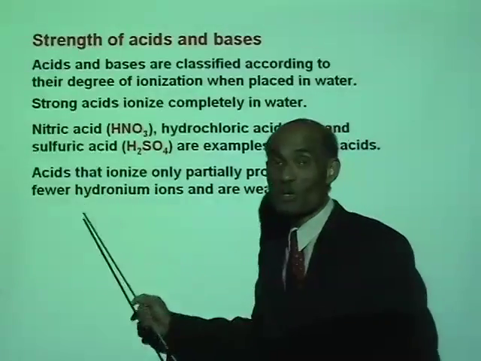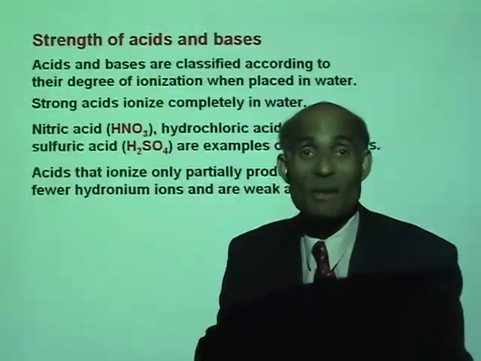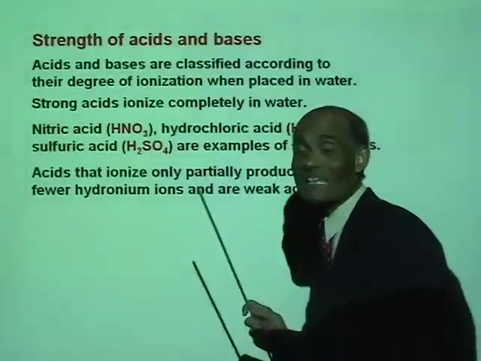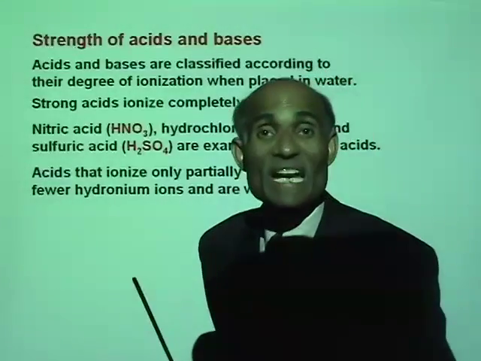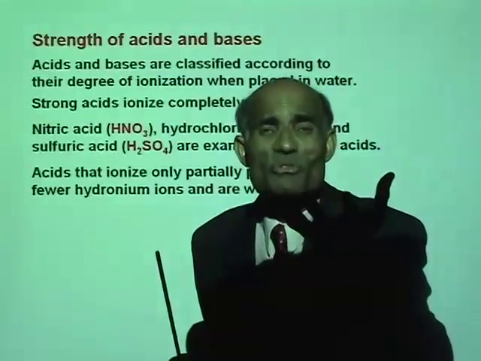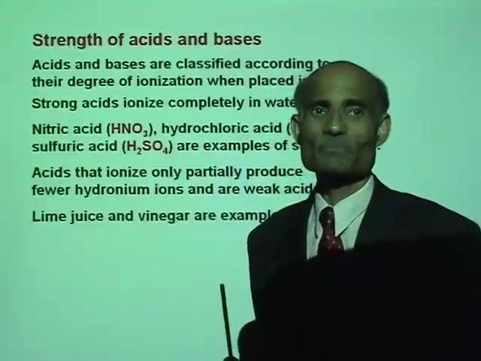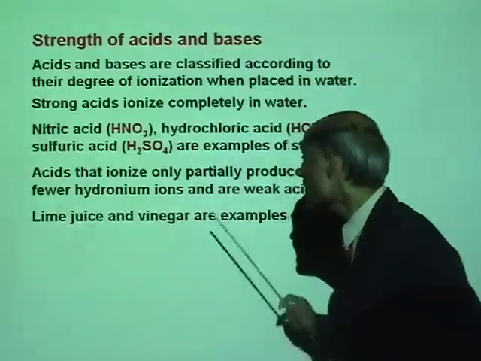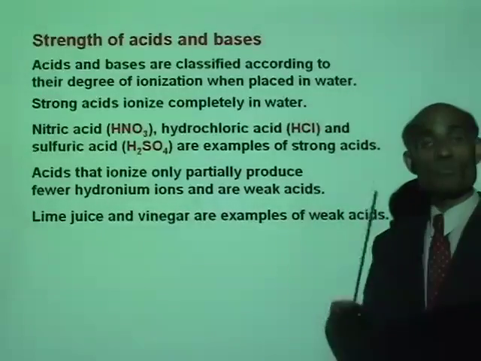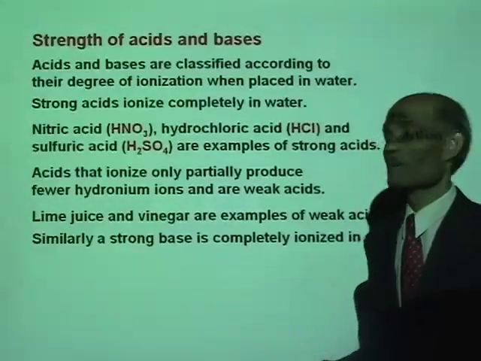Alright, acids that ionize only partially produce fewer hydronium ions. You remember the hydronium ions? H3O+, and they are weak acids. Now citric acid, lime juice, is actually an acid. It's a weak acid. Lime juice and vinegar are examples of weak acids.